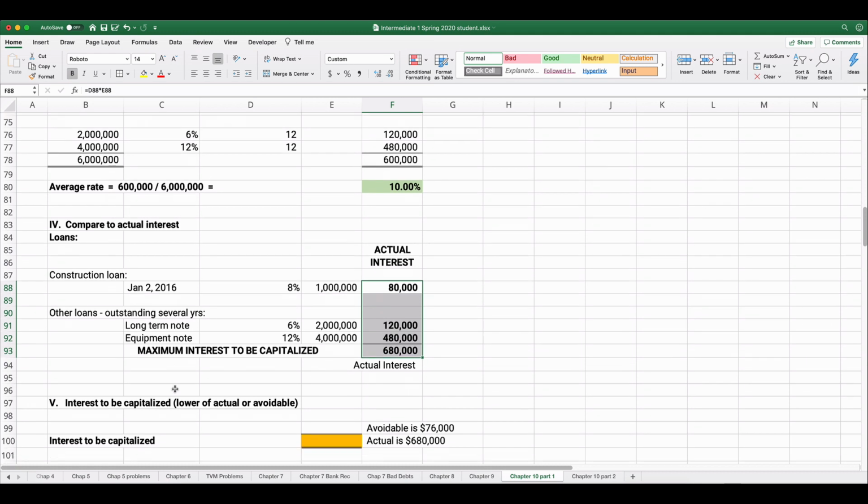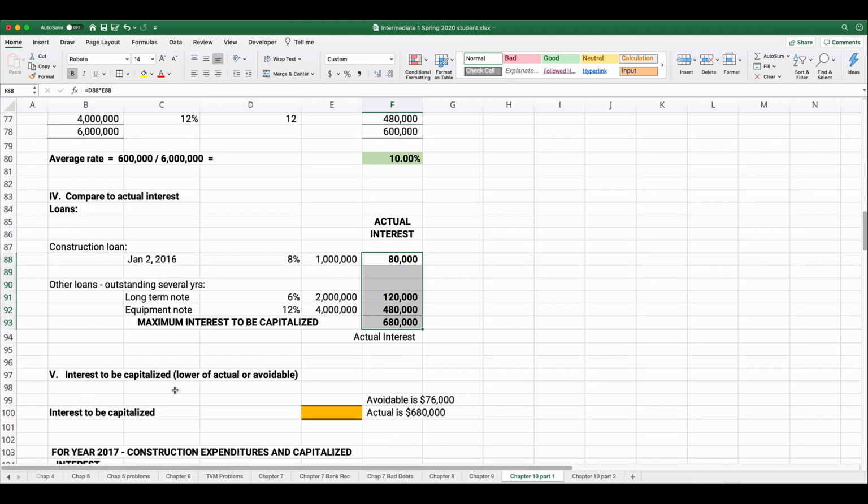So here is our last step for the year 2016. We're going to capitalize interest based on the lower of the actual or the avoidable. Okay. Now I just built a little formula, pretty cool. You can kind of go back and edit this and figure out how you do this. So I just grabbed the number. I used a text formula, put it together. So we have this here. We don't have to scroll back and forth.